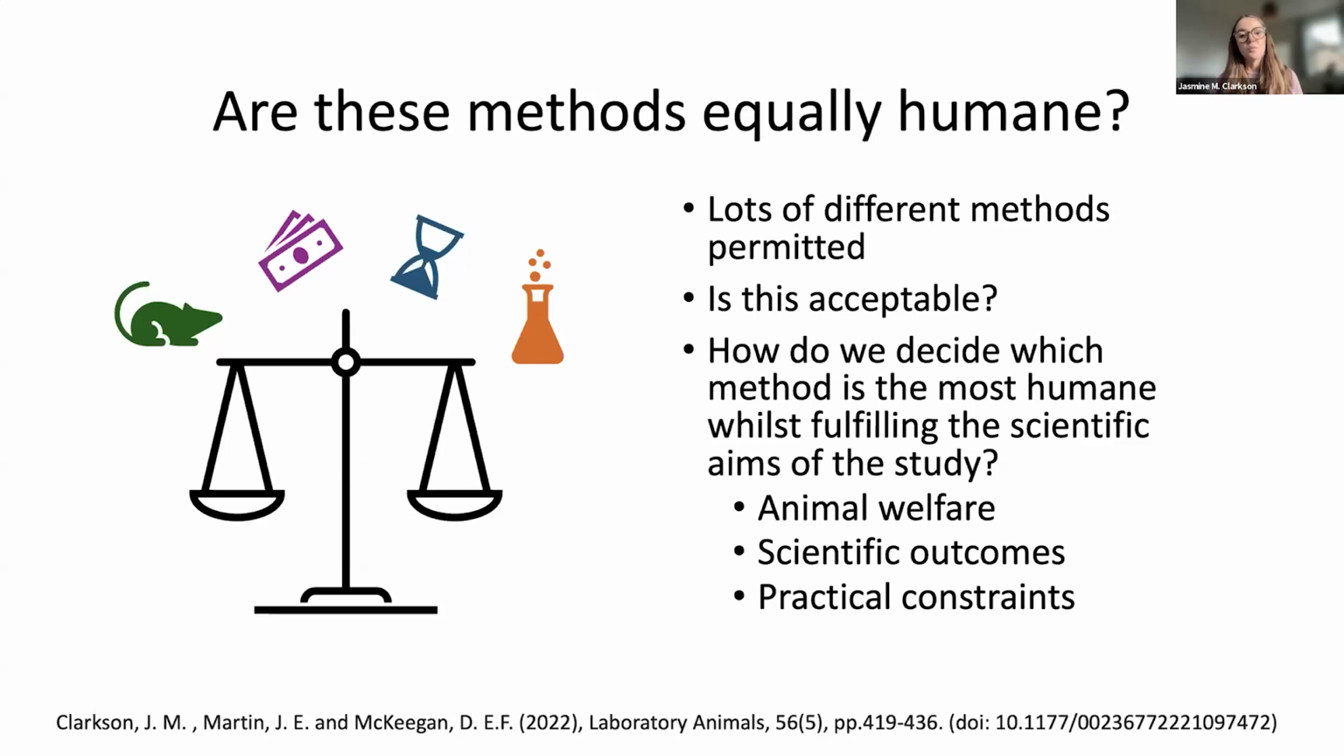How do we decide which method is the most humane, whilst also balancing other factors, such as the integrity of the scientific study? For example, we might think overdose of anesthetic is the most humane, but it obviously has chemical properties and therefore it could confound your scientific data at the end. So in that situation, what do we do then? It is really multifaceted. The decision is often more complicated because we have to balance animal welfare with the scientific outcomes. And unfortunately, we can't overlook certain practical constraints such as time and cost.